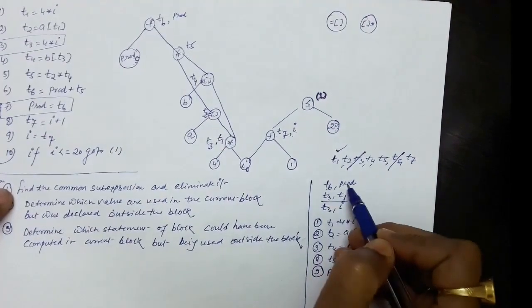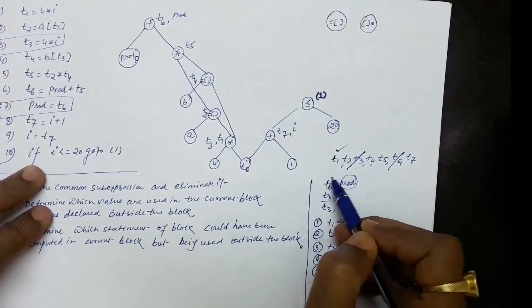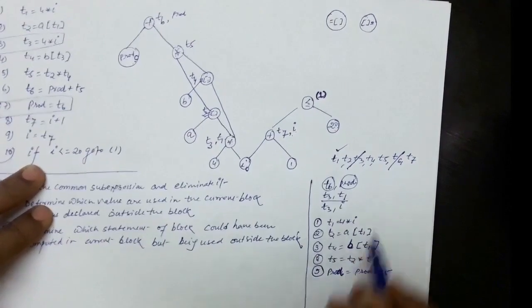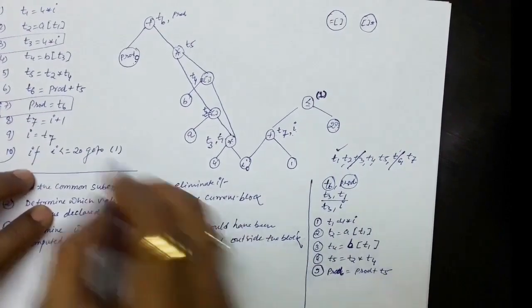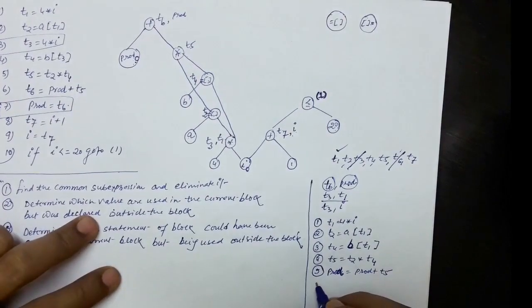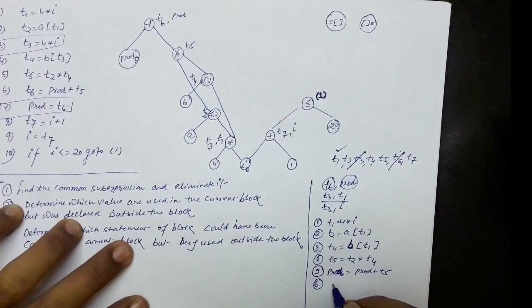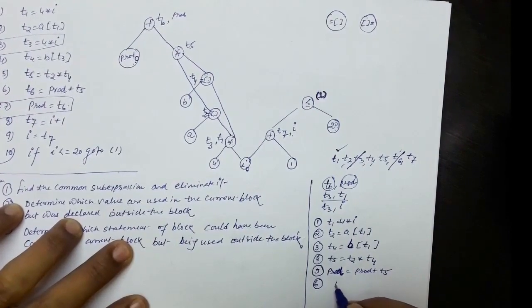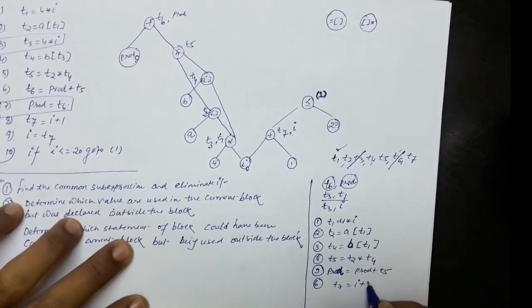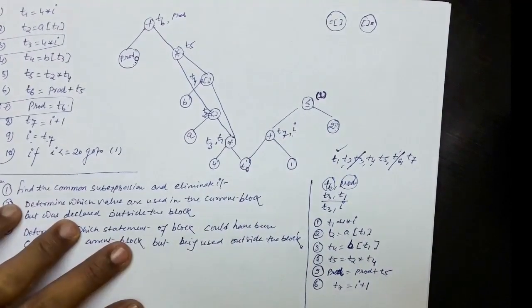Okay, so product and T6 are same. If we already have the product with us, no need of creating the temporary variable T6. So T6 is not required here. We have eliminated this statement also. Now after this, we have the statement T7 equals I plus 1. So T7 equals I plus 1. The next statement says that I equals T7.